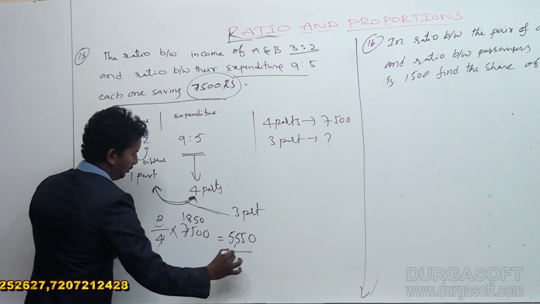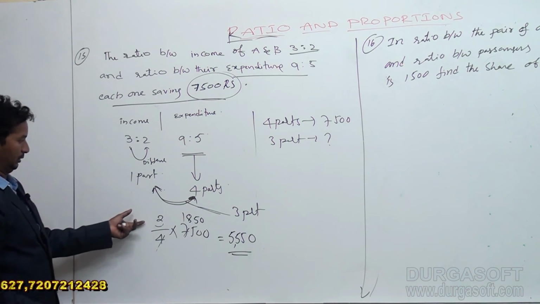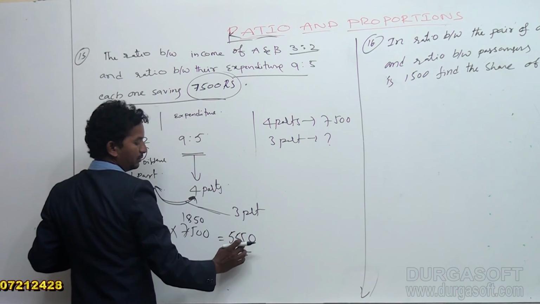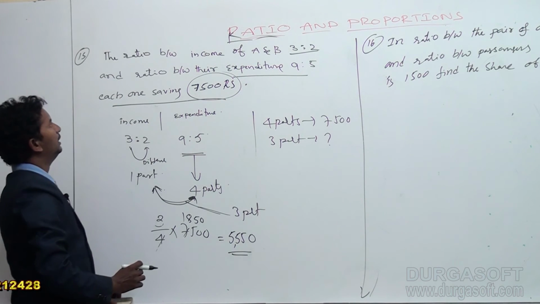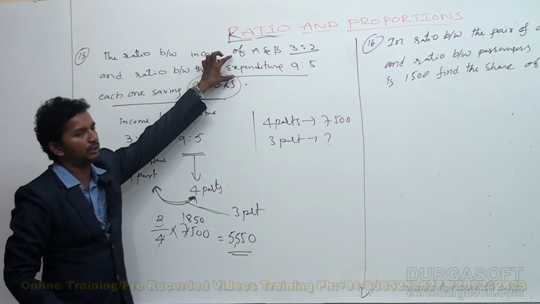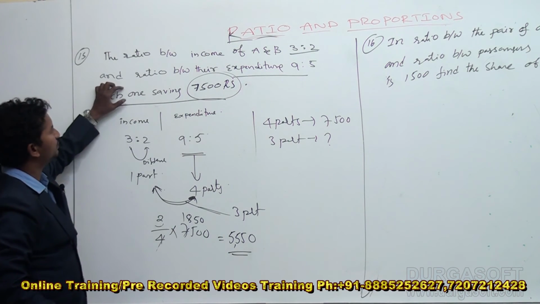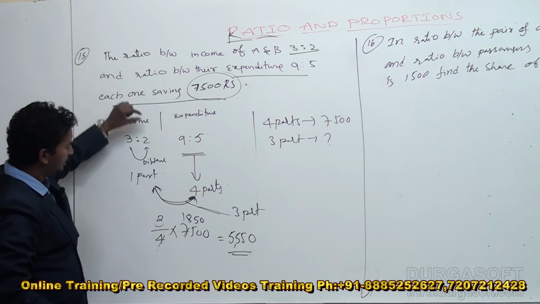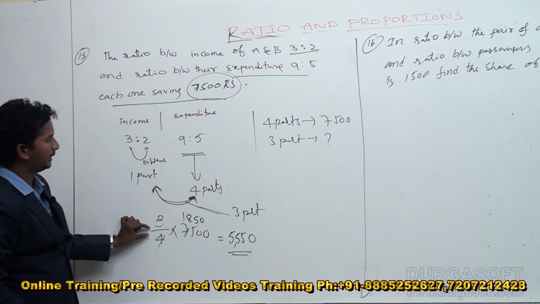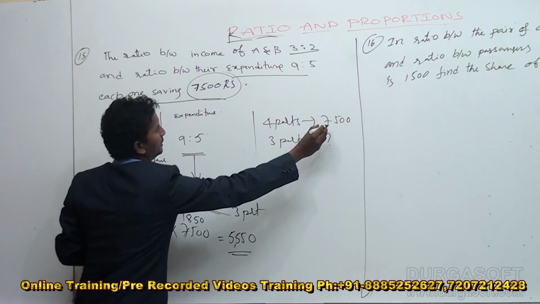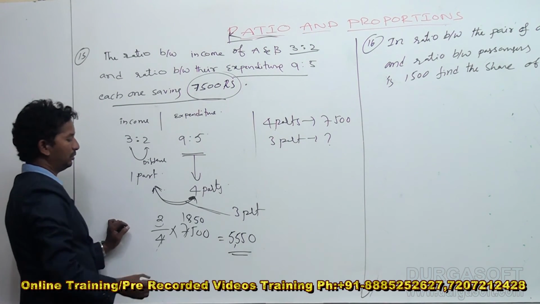Now the amount, 3 parts is equal to how much? 3 parts is equal to 5550. This is when the ratios of income A to B are given and their expenditure is given. Now each one's saving, how much? Totally saving 7400. Now individually I am calculating. First, 3 parts, 4 parts they have given. 4 parts all are only 7400. Now 3 parts is equal to how much?